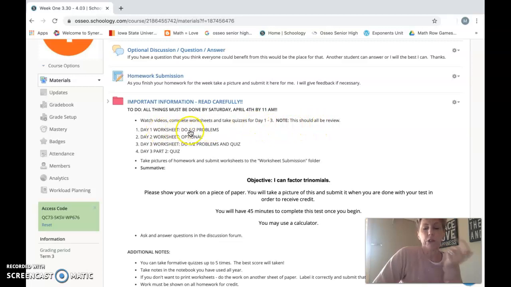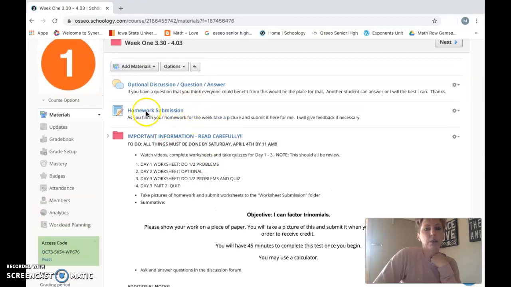So day 1, do about half the problems. Day 2, optional. Day 3, do about half the problems and take the quiz. And day 3, part 2, also take the quiz. You're going to take pictures of your homework and submit worksheets in the worksheet submission folder. Please make sure your stuff is neat and labeled and I can see it. I've gotten a couple already, believe it or not, but they've been pretty dark so I can't see them.